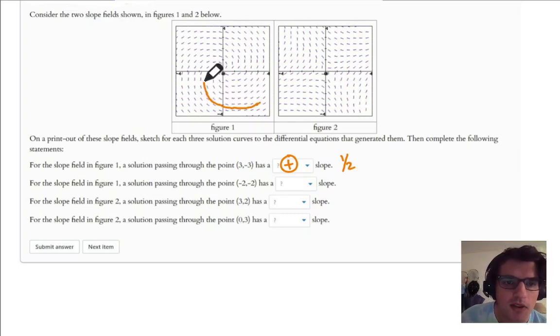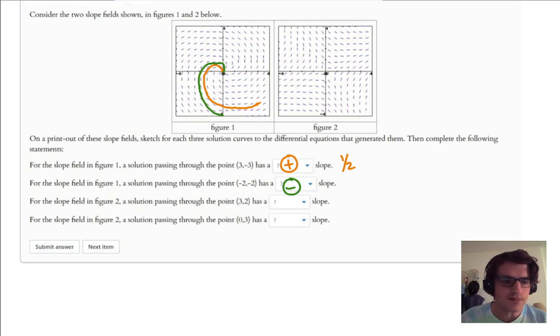Looks a bit like a spiral. And I'm not taking my time, I want to get through this part. Negative 2, negative 2. It's very close to the one we've already drawn. Yeah, something like that. A couple of spirals. Negative 2, negative 2. What kind of slope did it have? Negative.